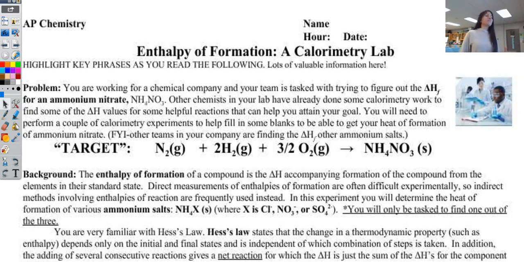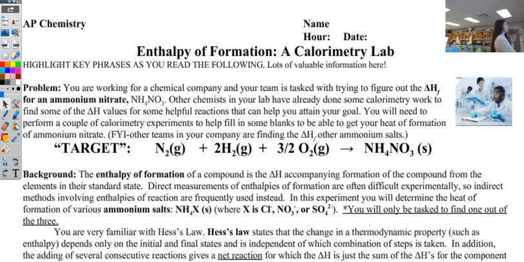Okay, so the first thing is, what's the problem? I'm just going to read this part here to you, and then you can highlight some of the other areas. You're working for a chemical company. Your team is tasked with trying to figure out the delta HF for ammonium nitrate, NH4NO3. Other chemists in your lab have already done some calorimetry work to find some of the delta H values for some helpful reactions that can help you attain your goal. So you're all working together for this chemical company. You will need to perform a couple of calorimetry experiments to help fill in some blanks to be able to get your heat of formation of ammonium nitrate. So that's going to be your target.